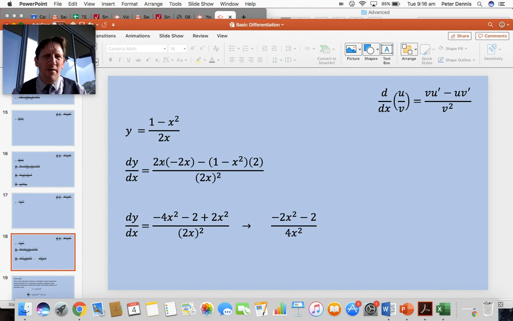So we've got the bottom, 2x. What's the derivative of the top? Minus 2x. And then we're going to minus the top times the derivative of the bottom, which is 2. And it's all over this 2x squared. So what's this going to be? This is going to be minus 4x squared here. Now this is going to be minus 2.